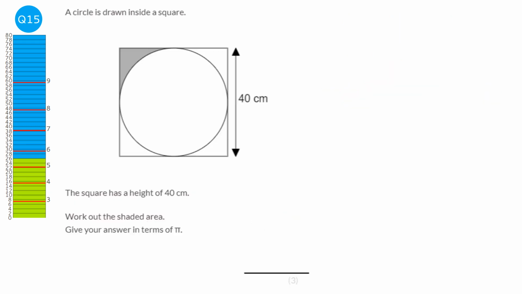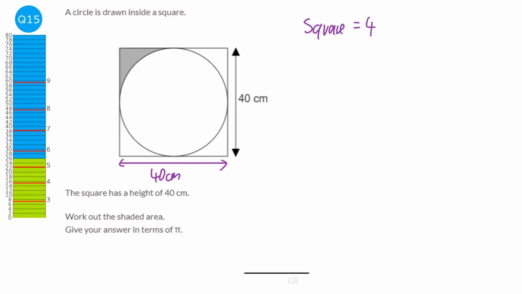First thing we notice is that there is a square here. So we can work out what this length is going to be. It's also going to be 40 centimeters. And whenever we're working out the area of a shaded area, we're normally working out the area of two shapes and subtracting one from the other. And this question's really no different. So we're going to start off working out the area of the square.